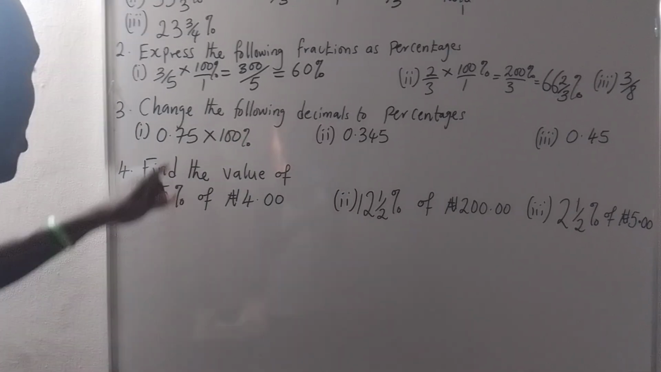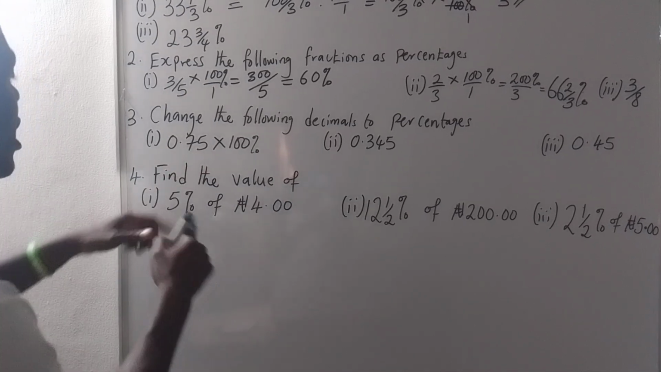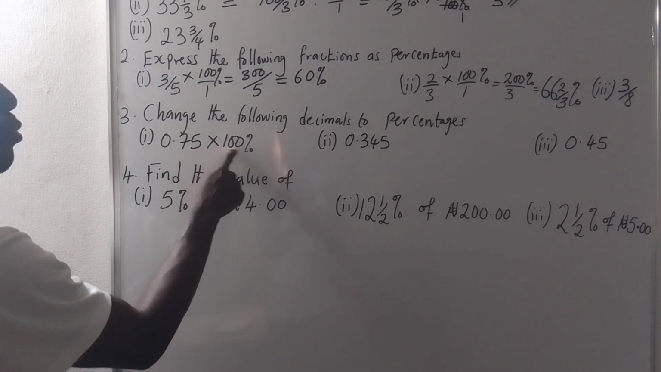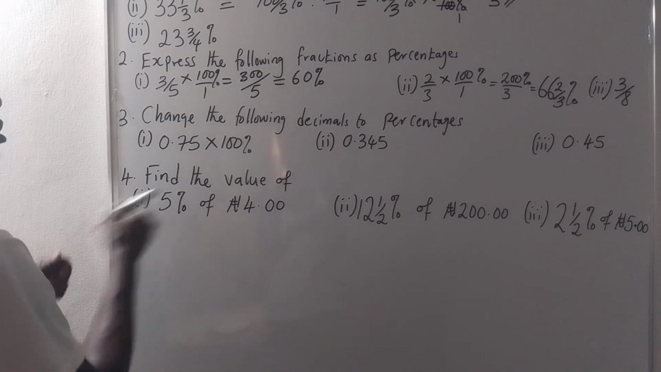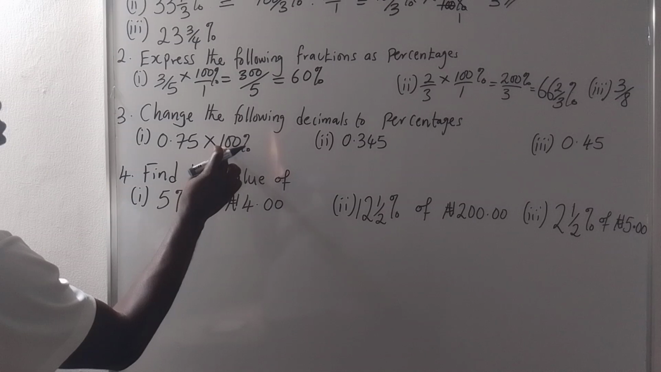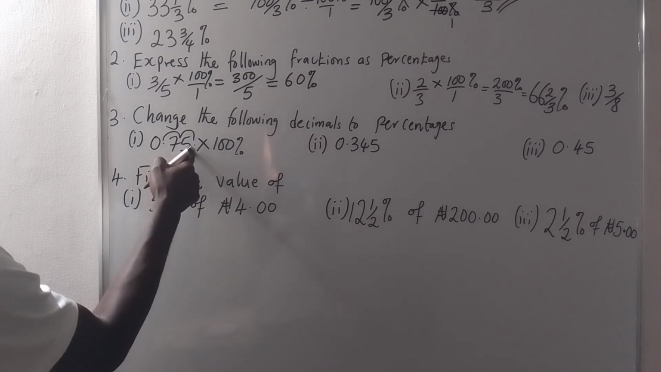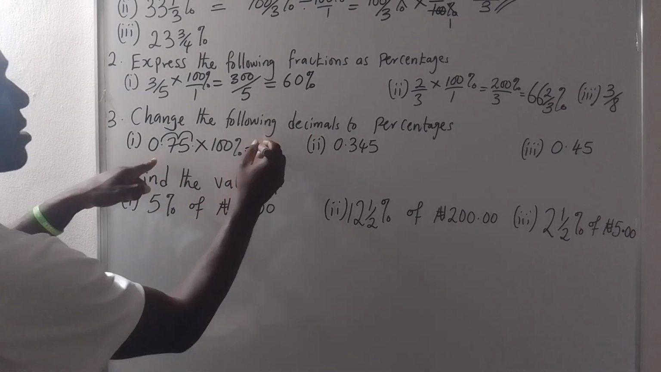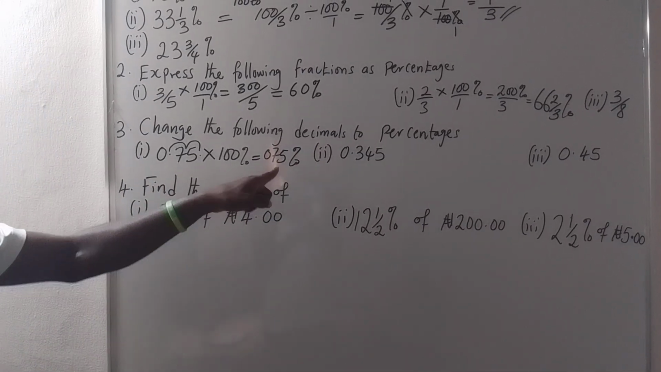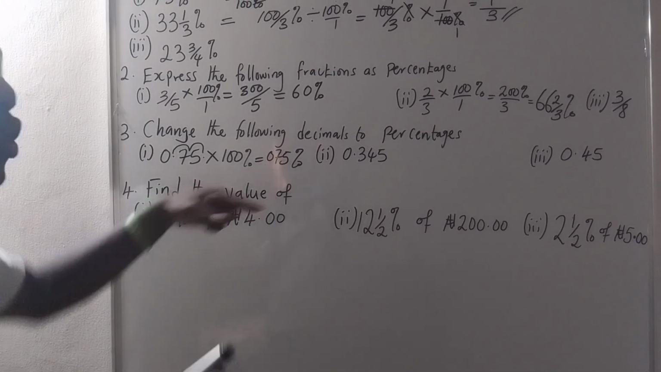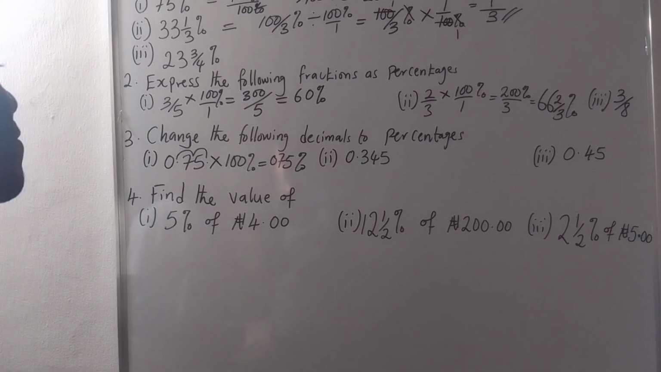100%. Now, 0.75 multiplied by 100. The quickest way is, how many zeros make up 100? We have 2 zeros. So we have to move this decimal point 2 places, 1, 2. My decimal point comes outside. So this is the same thing as 0.75%. If you like, the 0 should be there, but if you like, the 0 should not be there because .75 is the same thing as 0.75.